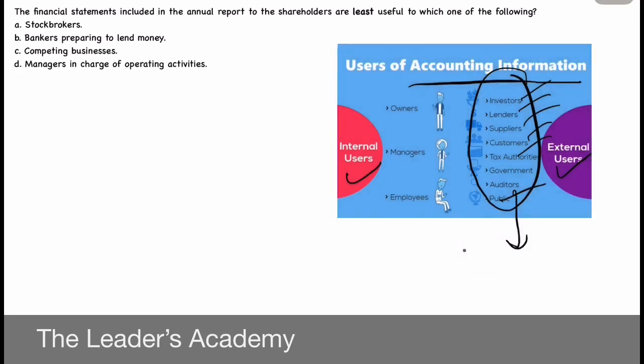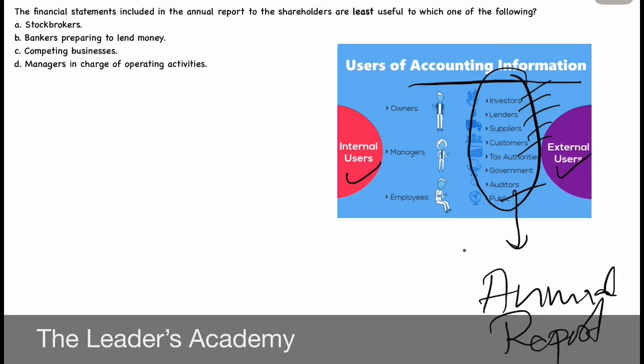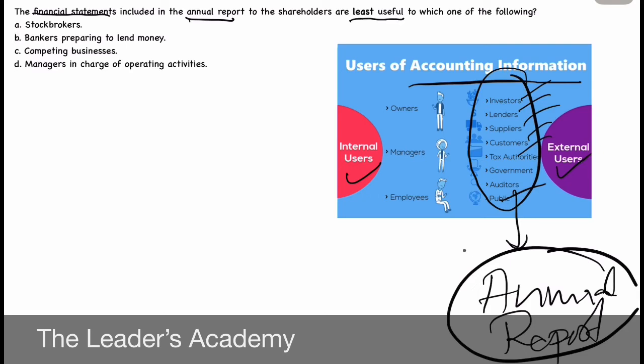For these external users, the financial statements will be included in the annual report. Here the financial statements will be published. Do you understand? The financial statements will be published. So on this basis, when the question is something like this, we should concentrate on three words in this question. First is financial statements, and next annual report. After that, for whom it is least useful.